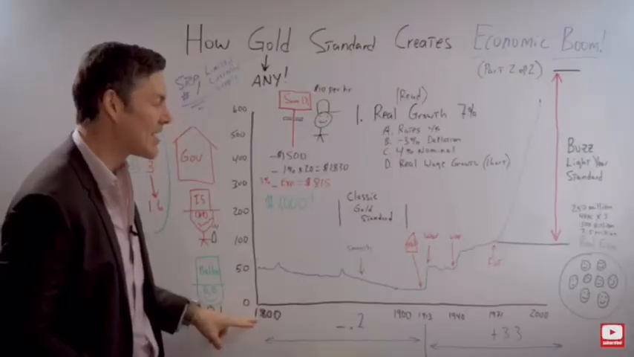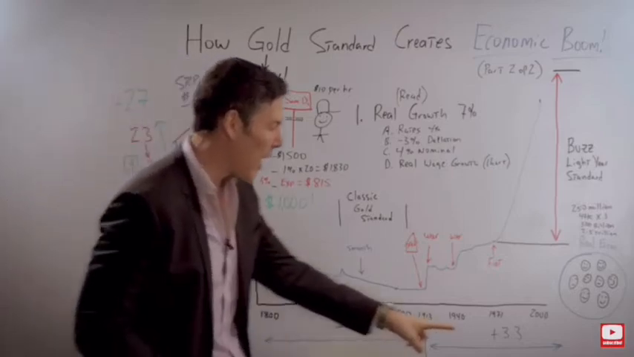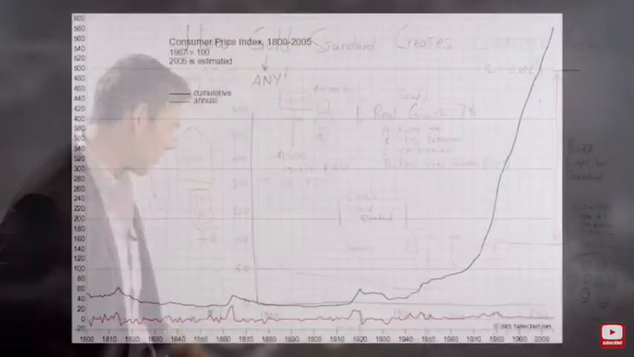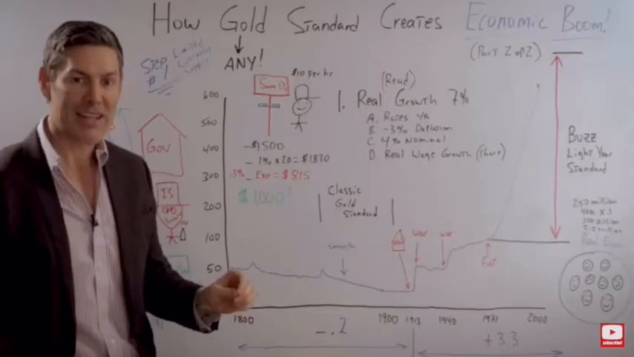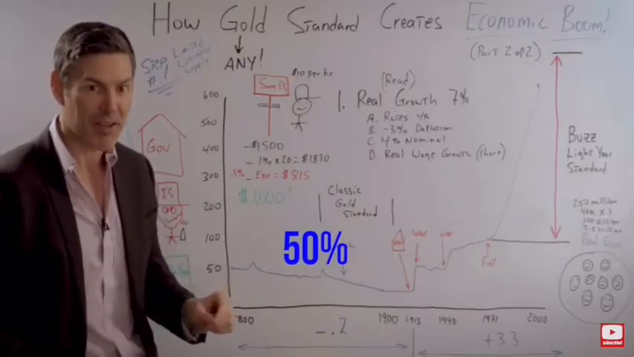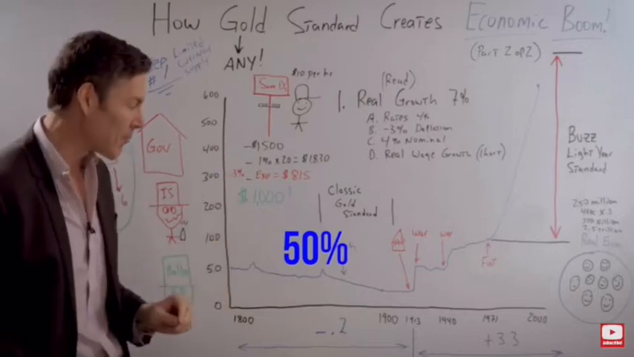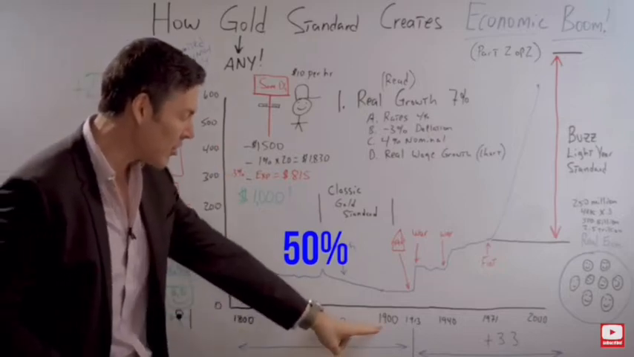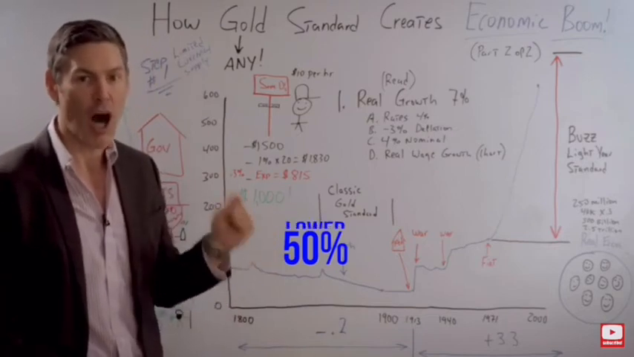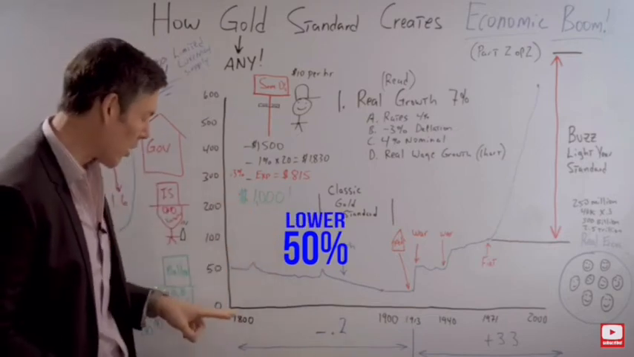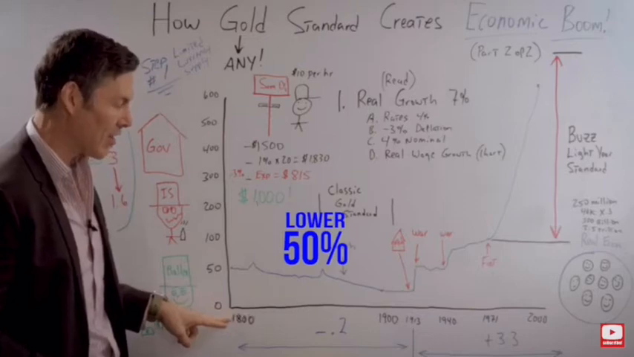The year 1800 going past 2000. You can see that we start at 50 and it goes down. So from the year 1800 to the year 1900, prices went down by 50%. Let me say that again. Prices in the year 1900 were 50% lower than they were in the year 1800.